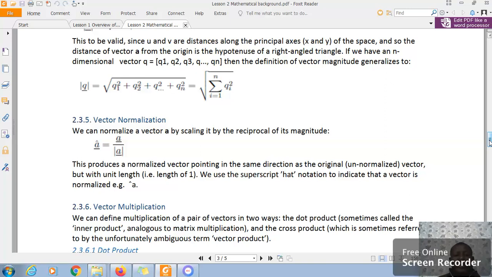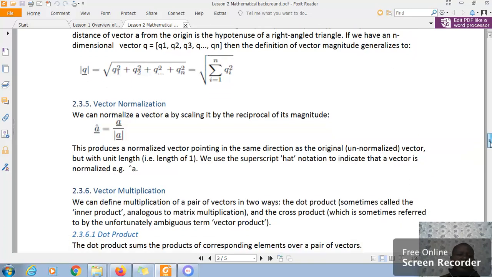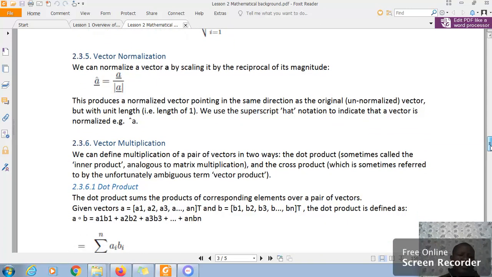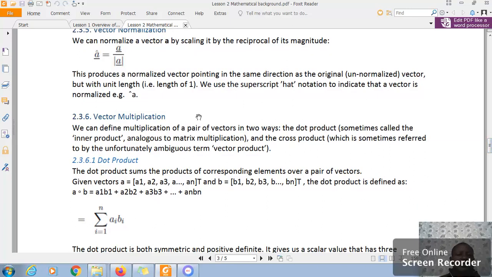We use a superscript hat notation to indicate that a vector is normalized. You can see, as we have here, hat A, meaning this vector A has now been normalized. And remember, of course, the underscore shows that it is a vector. So you divide the vector itself by its magnitude. That way we say you have normalized, gotten the unit. Of course, if you divide a number by itself, you get 1. It makes sense. It's a unit vector.